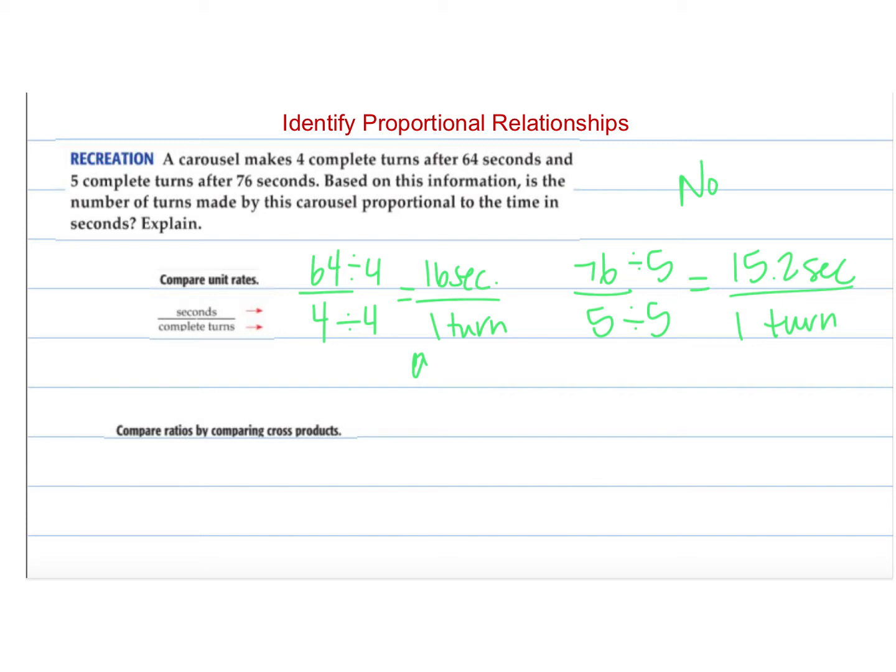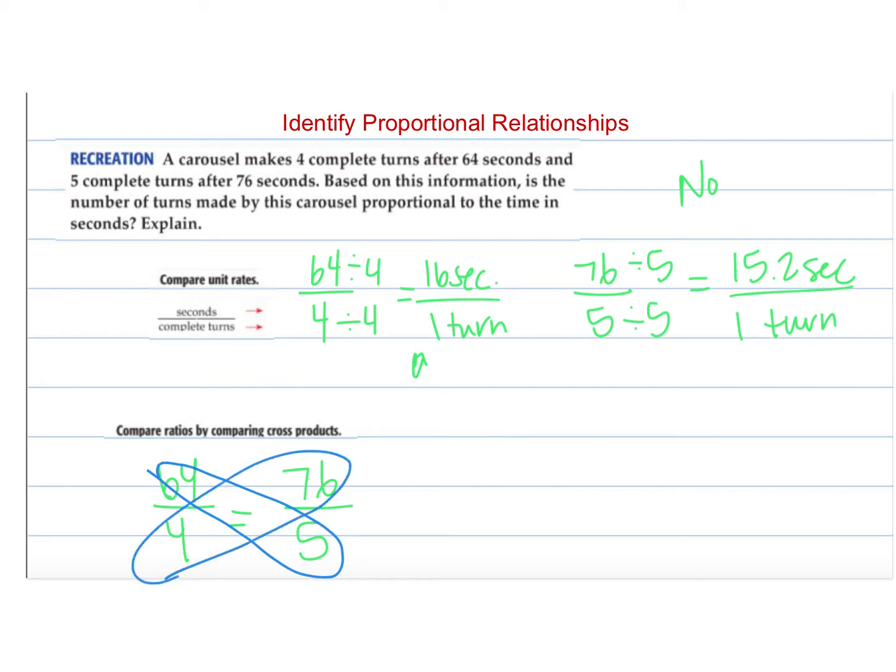So set up the proportion first. Again, you could either do time over turns or turns over times. I'm just going to do it this way because that's how we set it up before, with the time on top and turns on the bottom. And then find the cross products. So multiply the diagonals together and see if they are equal to each other.